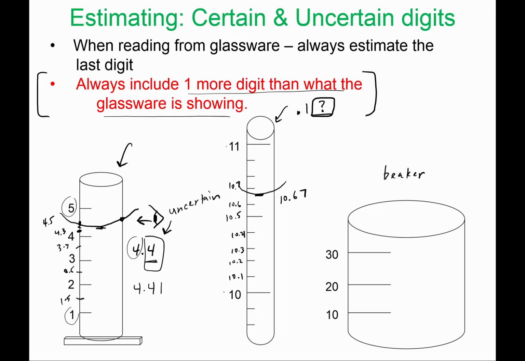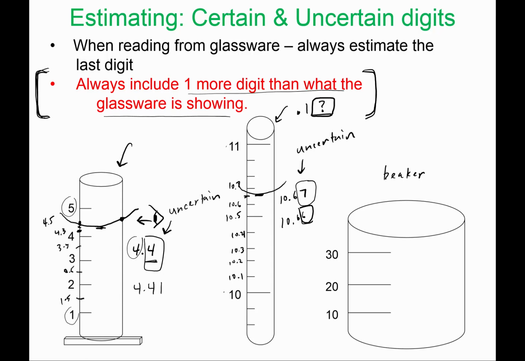It's a little bit past, so here would be 10.65, and a little bit past that, so 10.67. And if you had another student measure this, someone else might say, oh, it looks like 10.66. So that's why we say that that last number is uncertain.